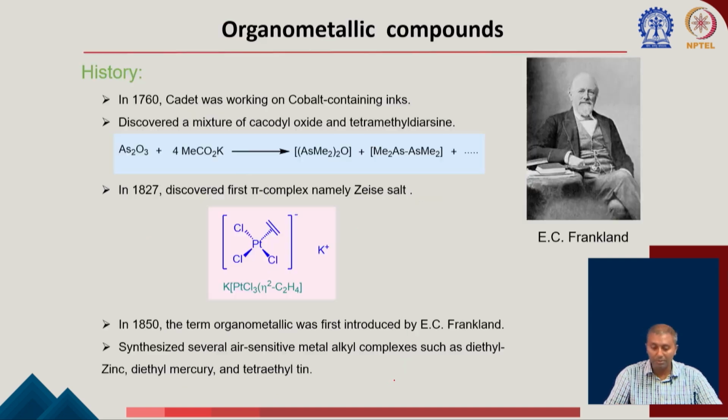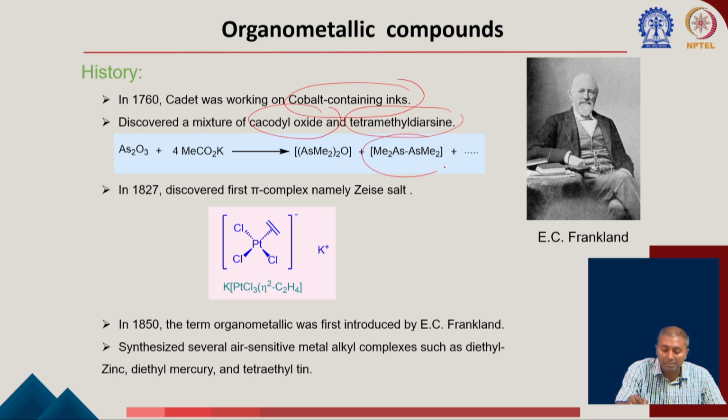Okay, so let's start with the early discovery of the organometallic compounds. It was in 1760 when Cadet was working on cobalt containing inks, and then he found a compound called cacodyl oxide. And he found this compound called tetramethyldiarsine, where you can see the arsenic with 2 methyl groups, and the arsenic-arsenic bond here. And then this is the other compound with the oxygen, which is the cacodyl oxide.